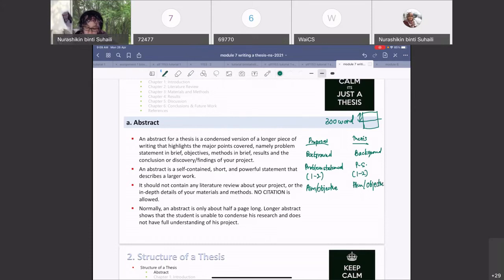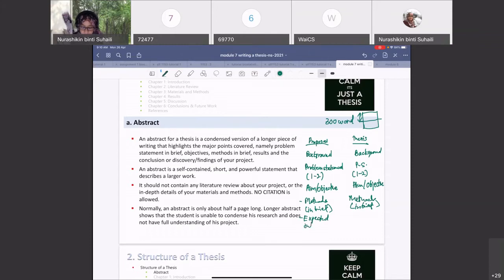But here, you would say the methods. Okay, it's still the same. In brief. You cannot put everything, but you just highlight the main method that you're going to use. And after the methods is expected outcomes. Expected outcomes mean that you just state in 1 sentence in the abstract what you expect to get. It is expected that by the end of this research, certain things will be achieved.